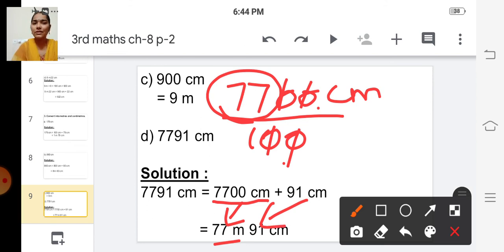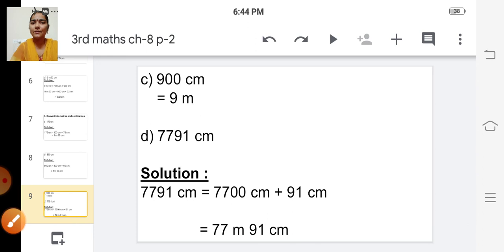Have you all understood, children? First you have to split that into two parts. Okay, and you have to divide the first one by 100, because to convert centimeters into meters, we have to divide by 100, right? So after dividing, we are getting 77. So 77 meters and 91 centimeters.